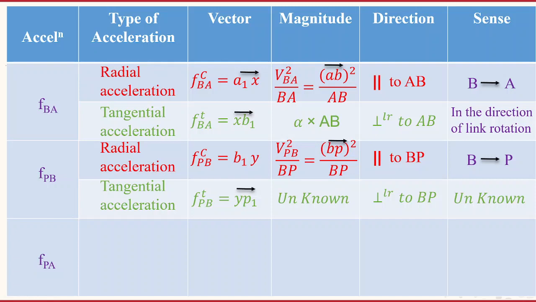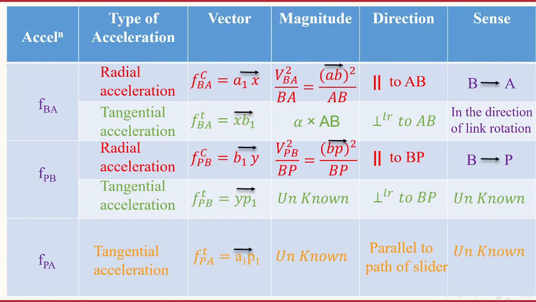Next, assume that the point P lies on the slider. The slider moves only in linear, to and fro motion. In this configuration, the slider moves in the horizontal direction. So the total acceleration becomes only the tangential acceleration. The centripetal acceleration is zero because the slider does not have rotary motion. The vector representation is the final vector A1P1, the tangential component of P with respect to A. Here also the magnitude is unknown. The direction is parallel to the path of the slider, which is horizontal, and the sense is also unknown. With this information, we are going to construct the acceleration diagram.